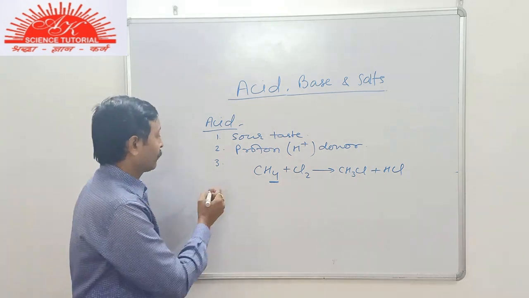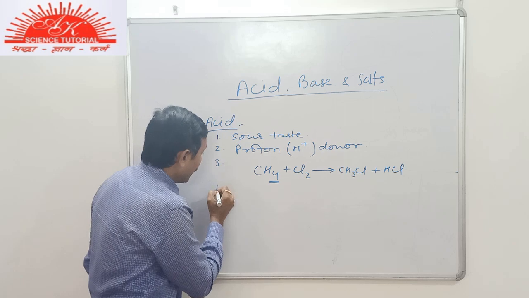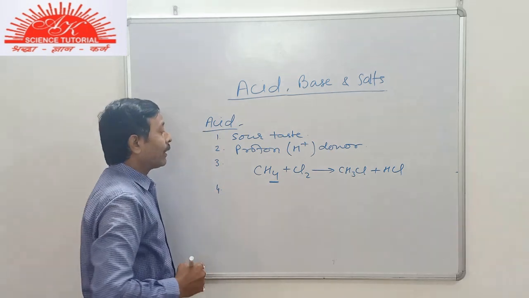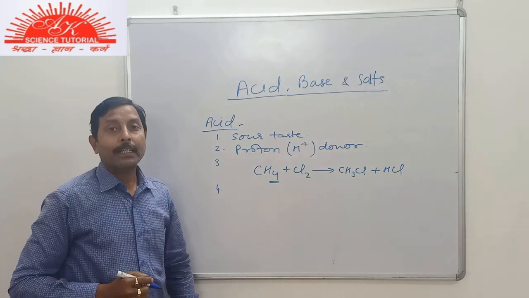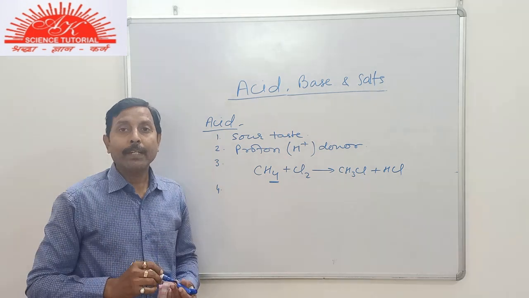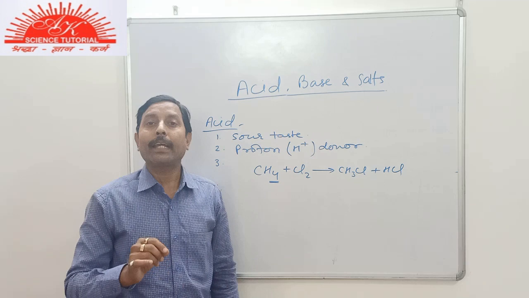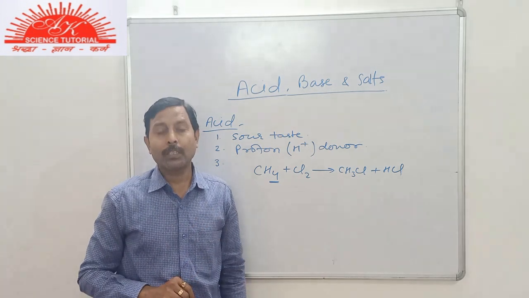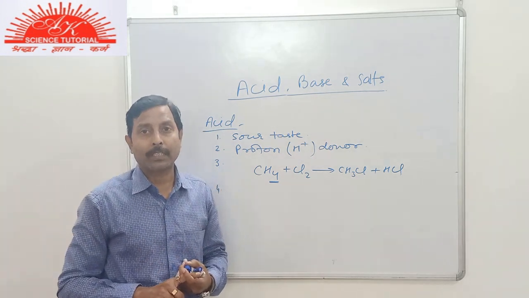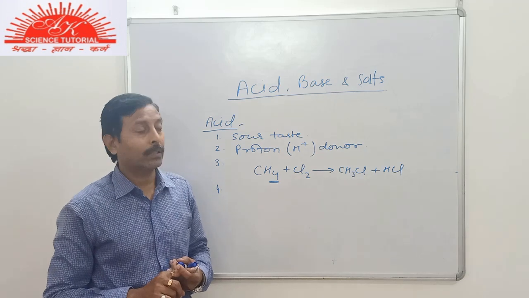Third definition. Next definition, fourth: the acid is the compound which gives hydronium ion as the only cation in aqueous solution. This is the ionic definition for acid which is commonly used.